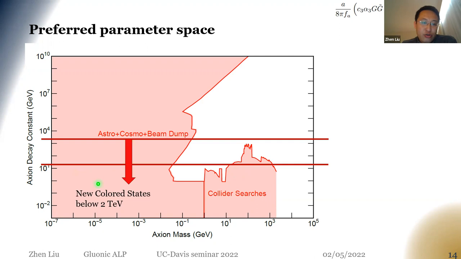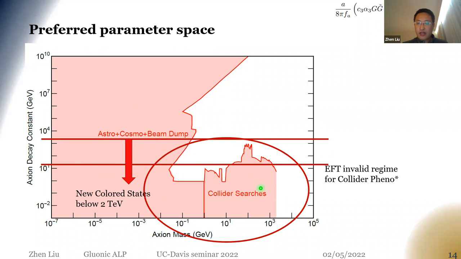Also, you realize one way to UV complete and to generate such an operator would require colored particles running in a loop at the corresponding scales. But we haven't seen colored particles below 2 TeV at the LHC. So from such direct particle searches, you would also forbid the axion-like particle theory below those lines. So you may naively ask, if this is a terrible EFT and a collider search, why are collider searches so poor?